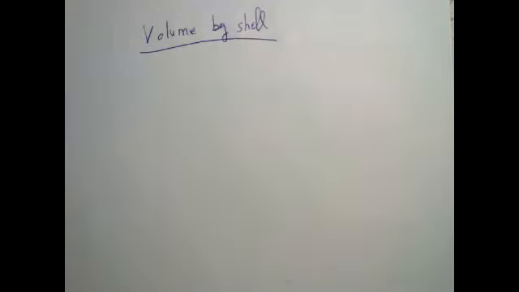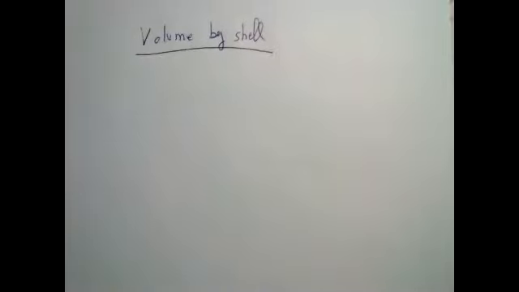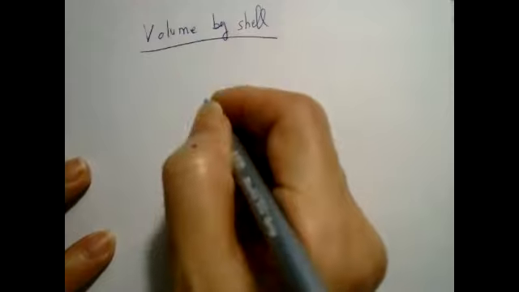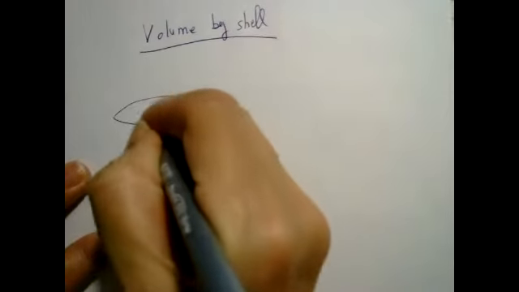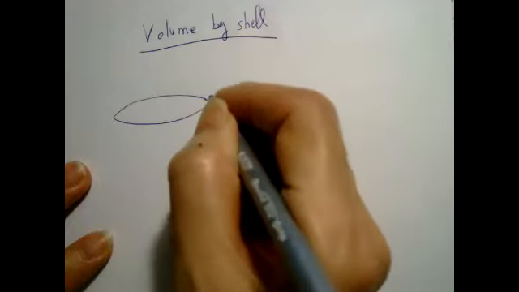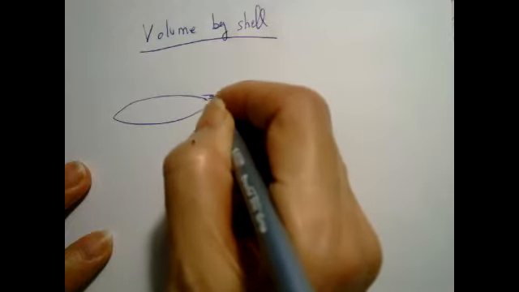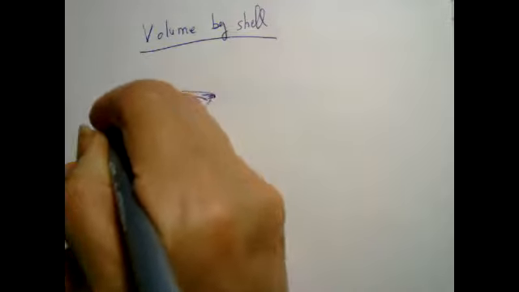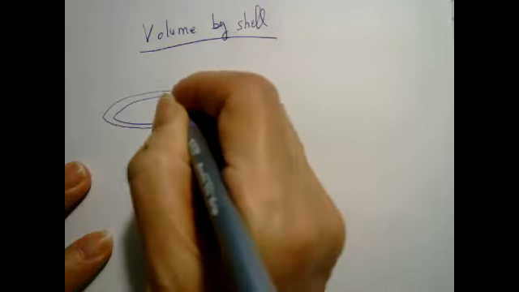So let us remember what a shell is. A shell, as I told you yesterday, is basically like a can of pop, if you want. The inside is totally hollow, and there is a certain thickness. That's a shell.